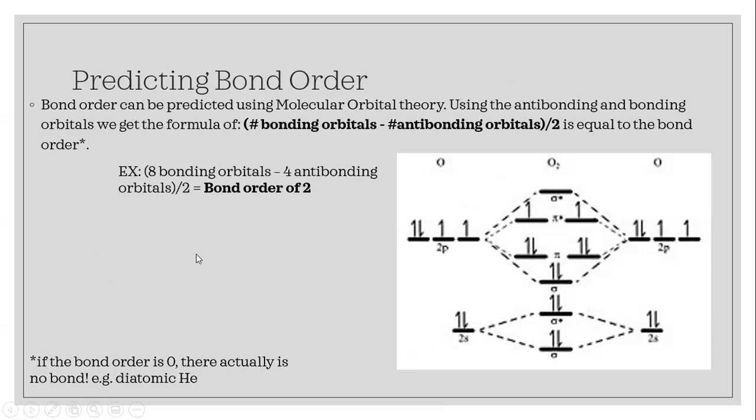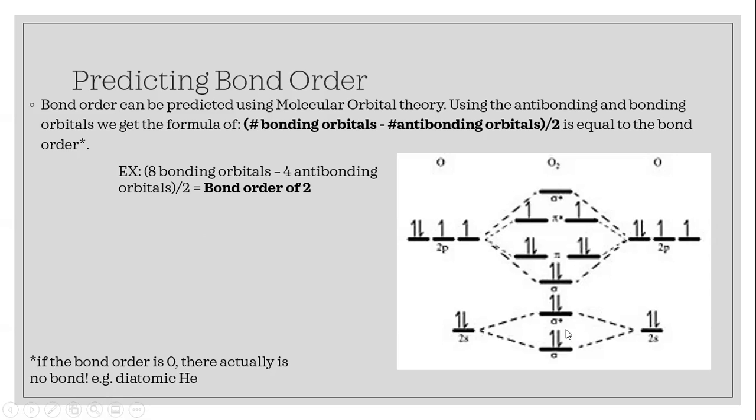The first thing I talked about in the advantages is, well, I don't remember exactly, but I'm going to go over all of them anyway. This is how to predict the bond order. Using the antibonding and bonding orbitals, we get the formula: the number of bonding orbitals minus the number of antibonding orbitals, divided by 2, gives you the bond order. In the example here, it's 8 bonding orbitals minus 4 antibonding orbitals divided by 2, which is a bond order of 2. But let's go over this picture so you can see it visually.